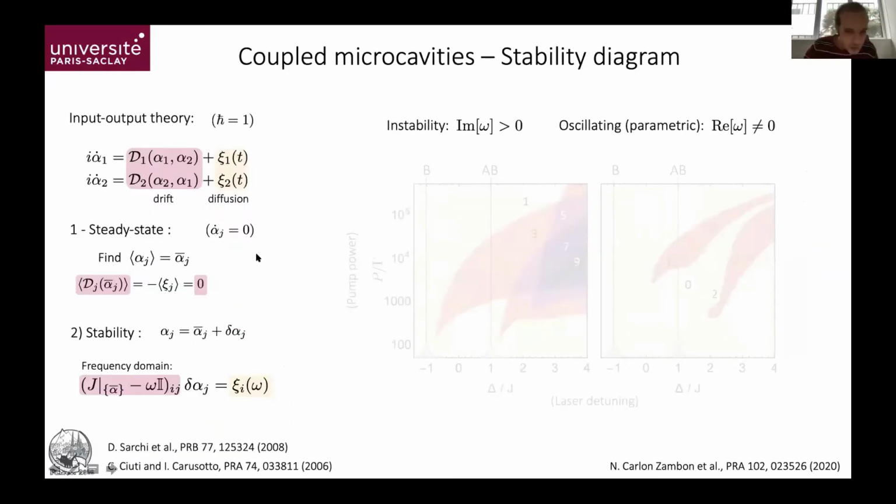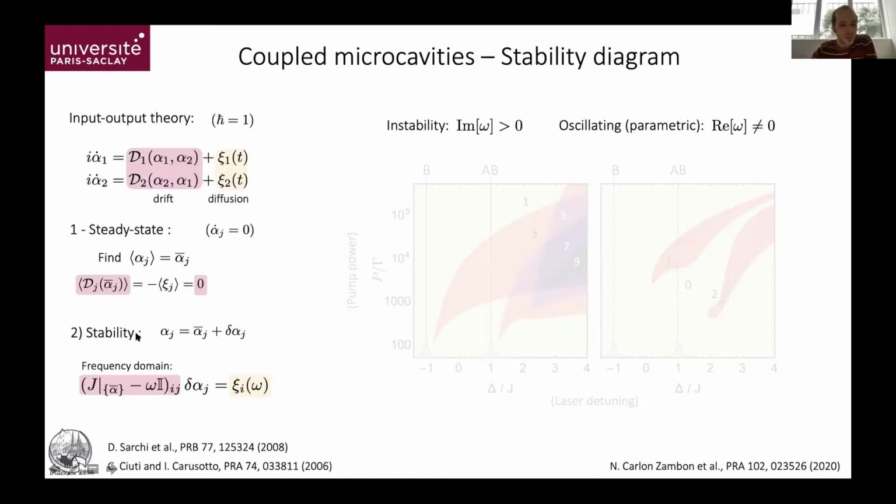So if now we want to study the nonlinear properties of this system, we can start with a semi-classical Langevin equation describing the amplitude of the fields in the two microcavities. And these are essentially described by the sum of two terms. The first one is deterministic in nature and corresponds to a drift term. And the second one is stochastic and is associated with the fact that we have dissipation in the system. In the steady state, the drift term essentially defines a set of algebraic equations which give us the expectation values of the intracavity fields.